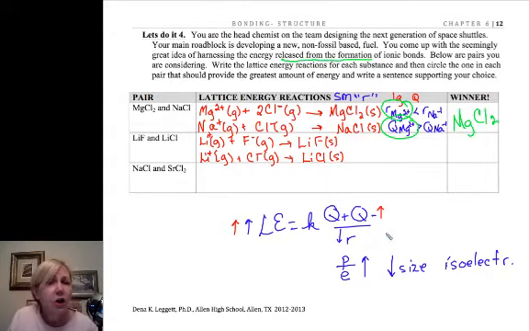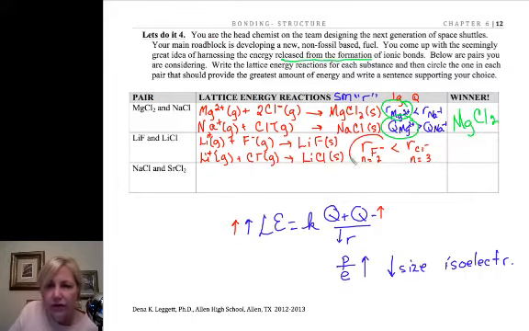Now, in this case, all of the charges are the same, +1 and -1, so the race comes down to radius. Since the outer electrons of fluoride are in n equals 2, it's smaller than chloride, which is n equals 3, so the fluoride wins. This would be lithium fluoride. Now, I'm going to assume you are okay with writing these lattice energy equations.